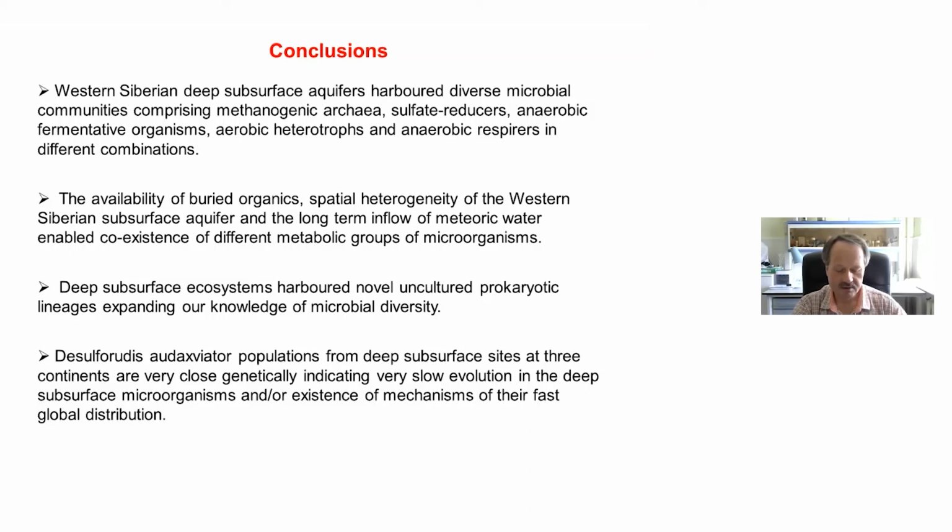And the Sulfurudis auxilitatis populations from 3 continents are very close genetically, indicating very slow microbial evolution in the deep subsurface or the existence of mechanisms of fast global distribution of subsurface microbes.